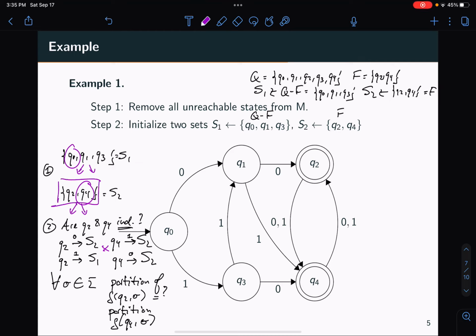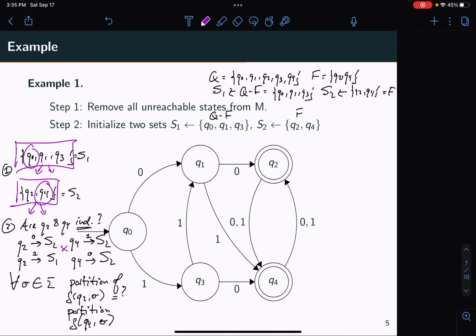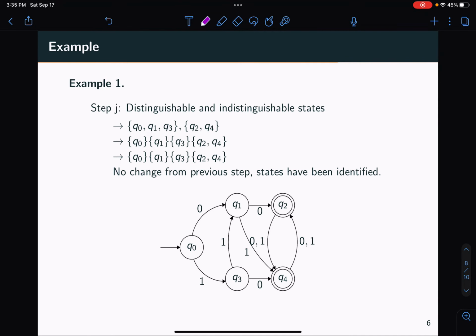I know that this is not going to split, so now all I need to check is whether this is going to split. So that's what I'm going to check. This was my initialization state. So this was step 1. This is step 2. Step 2, I've already done this.